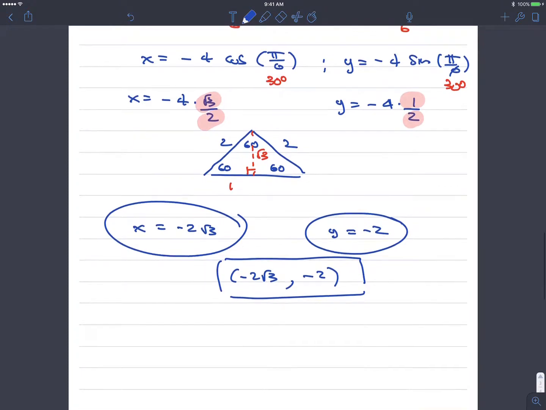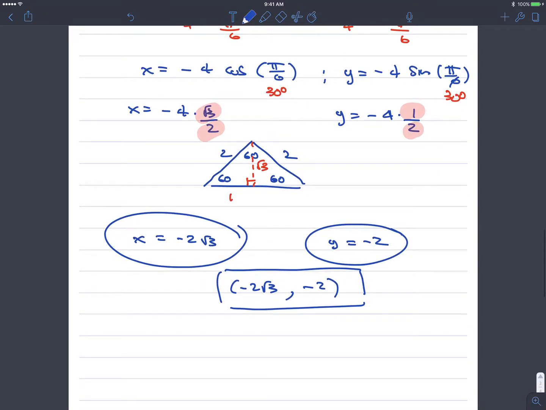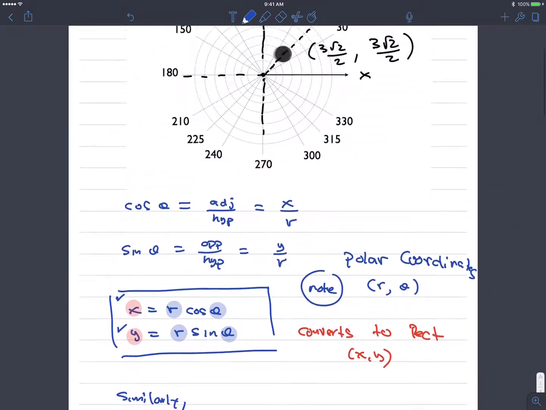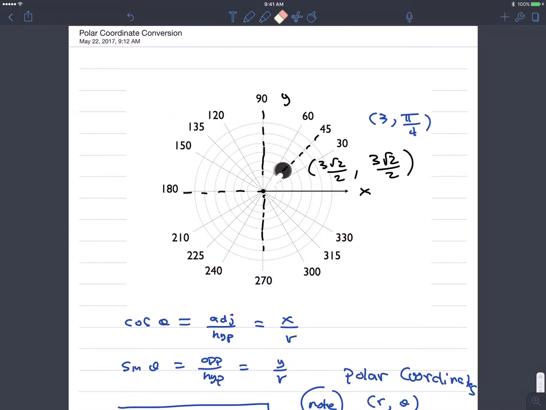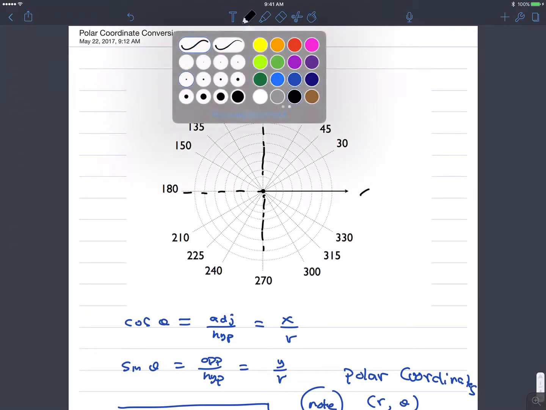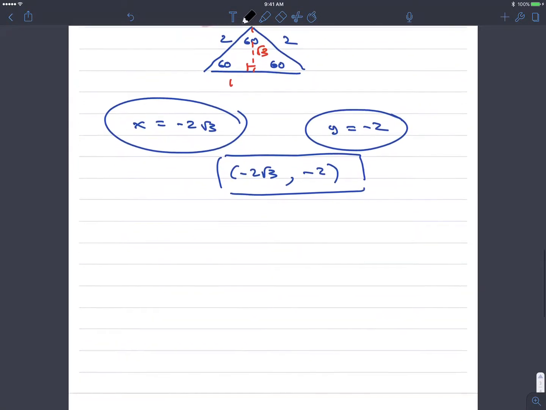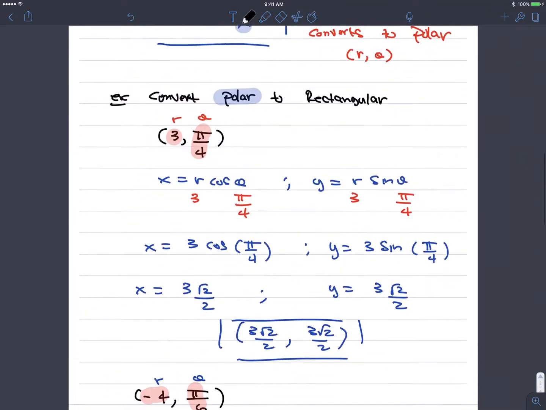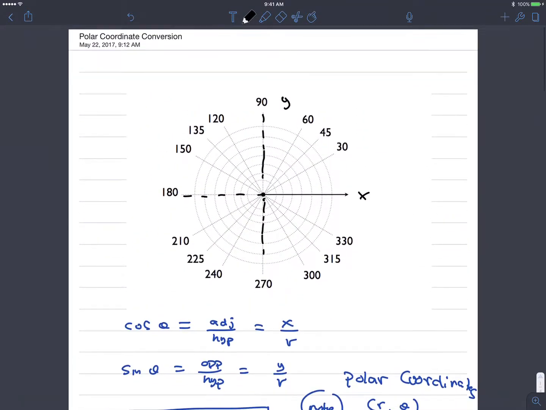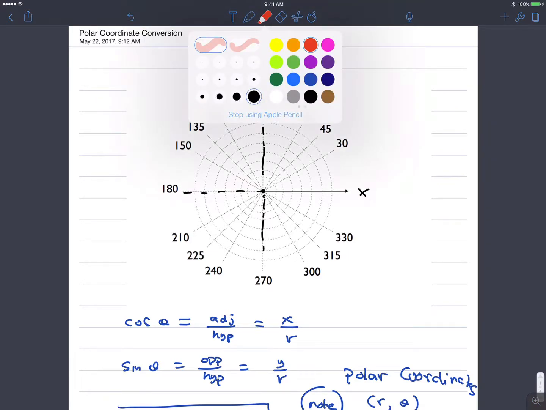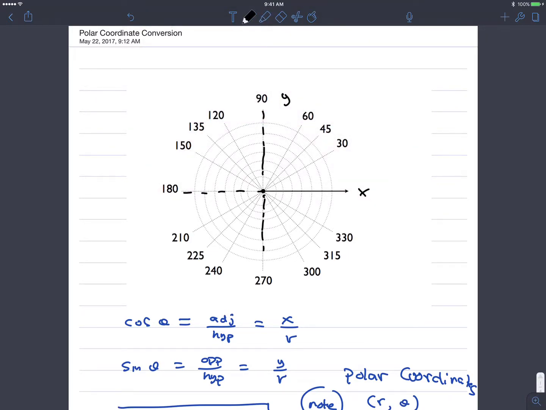Okay, so this is how I convert. Let's double check now. Here's what I want to check. I'm going to go back all the way to the original coordinates. What did they tell us? What were the polar coordinates here? In polar, we want to convert what? Negative 4, pi over 6 in polar. So pi over 6 we already know is 30 degrees. Is that true? Is that right? So pi over 6 we know is 30 degrees.